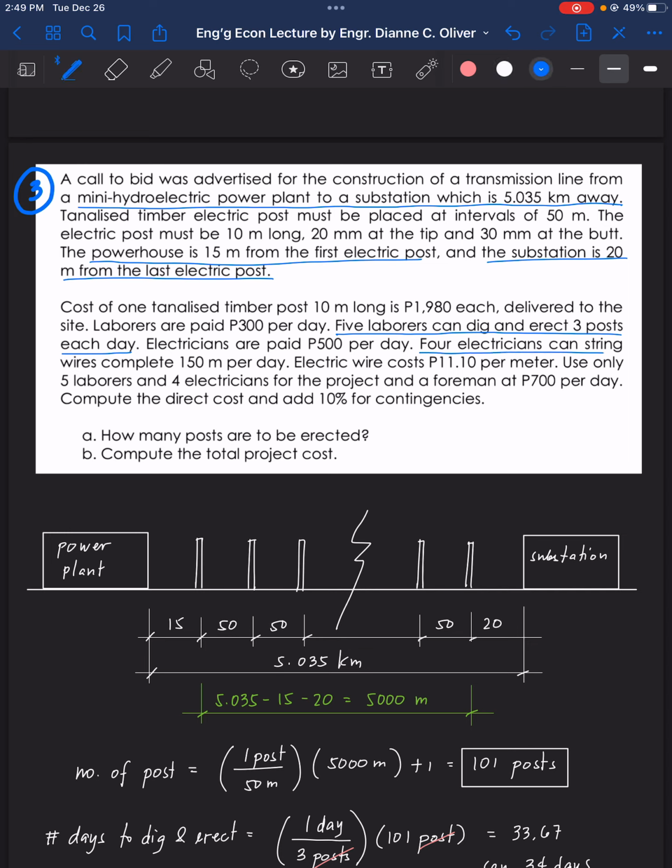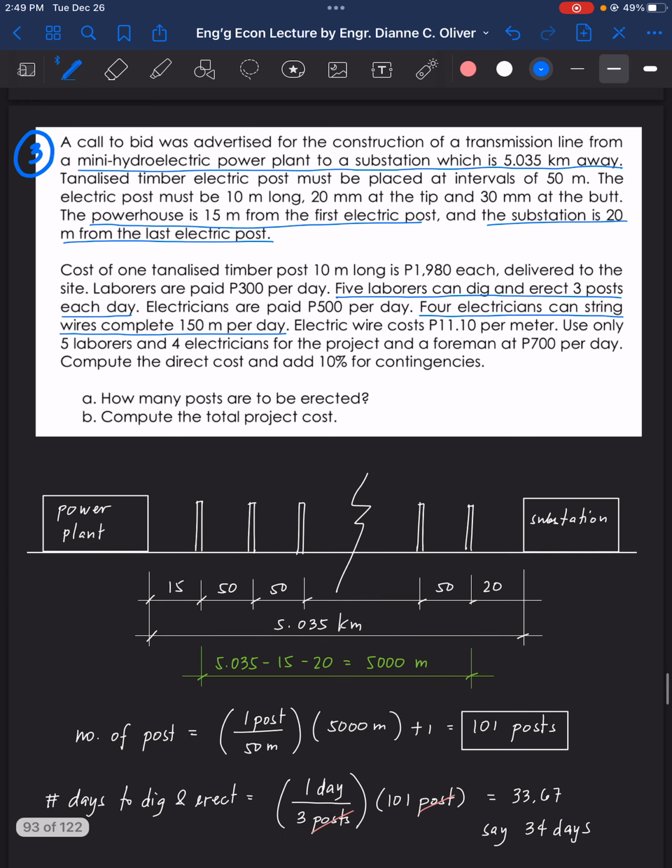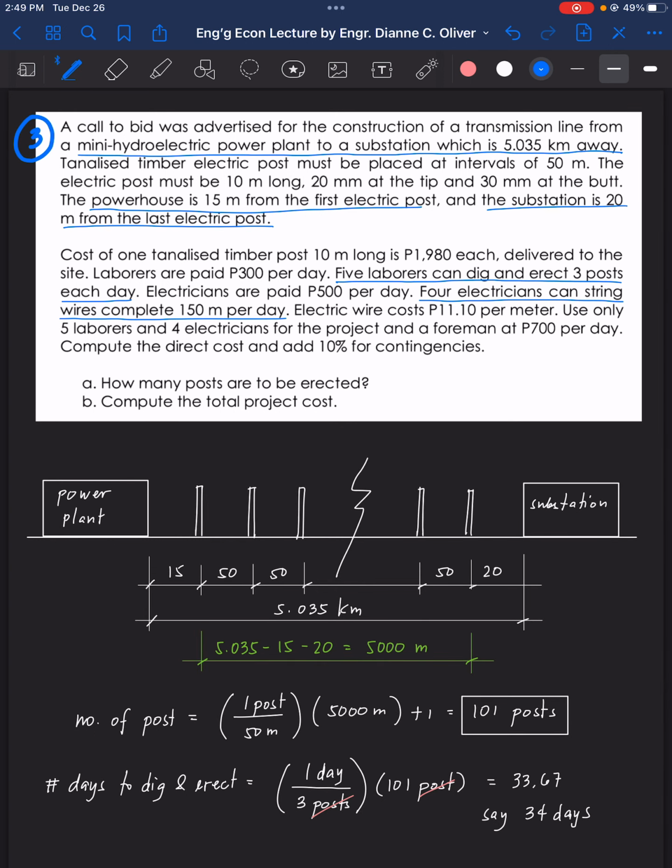4 electricians, says here, can string wires complete 150 meters per day. So the 4 electricians that you're going to pay can string wires 150 per day. So we're talking about the wire here. What's the total distance of the wire from the power plant to the substation? It's 5,035. You're not going to use 5,000 meters because that means the wire is just from the first post to the last post. So we will need to include the wire connected from the power plant to the first post and from the last post to the substation. And the total there is 5,035 meters.